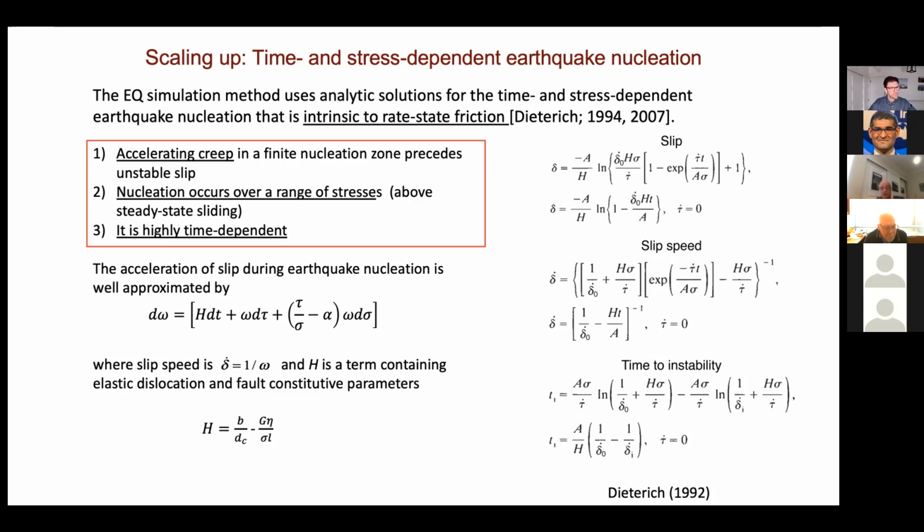And so my argument is that given an extended fault, as long as B is greater than A, you will get unstable slip, but the nucleation zone becomes large. The zone over which that unstable slip nucleates becomes larger, and it is proportional to d sub c. I hope that answers your question. Yes, okay, thank you.